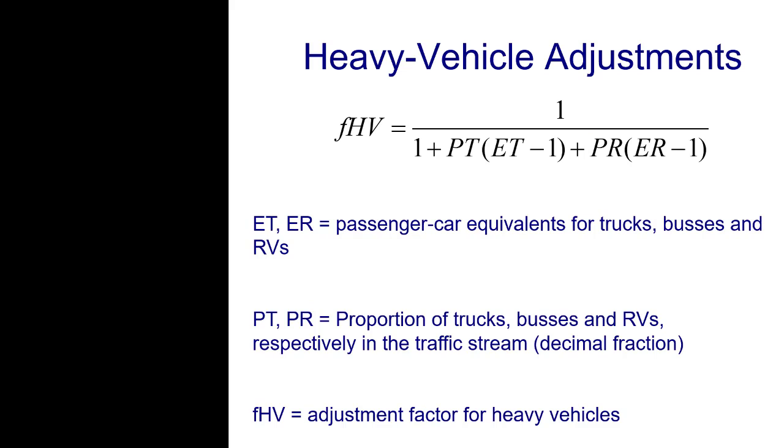FHV equals 1 over 1 plus PT multiplied by ET minus 1, plus PR multiplied by ER minus 1, where ET and ER are the passenger car equivalents for trucks, buses, and RVs. PT and PR are the proportions of trucks, buses, and RVs respectively in the traffic stream in decimal fraction. FHV is the adjustment factor for heavy vehicles.